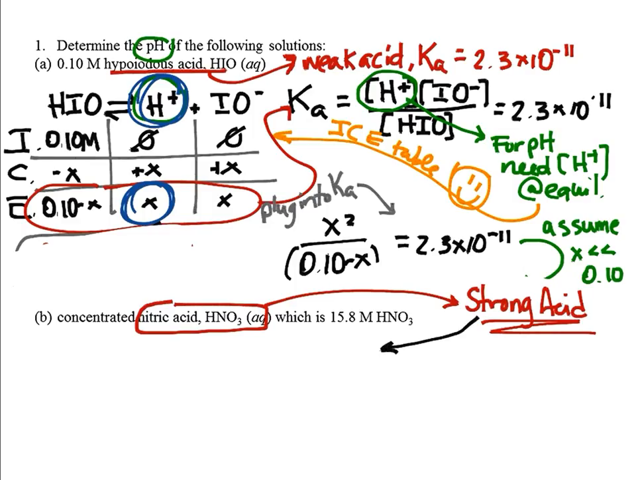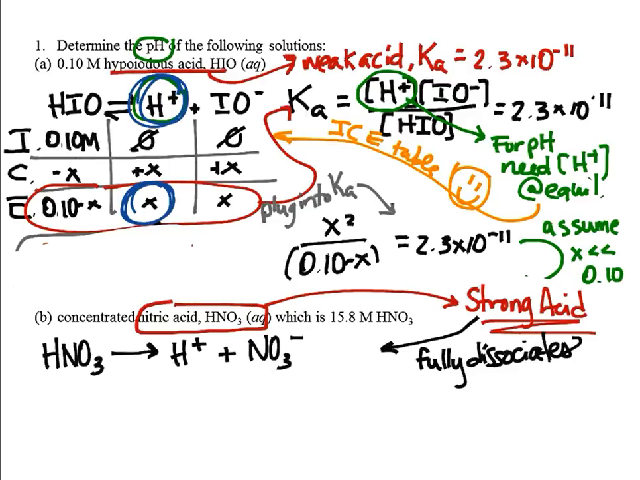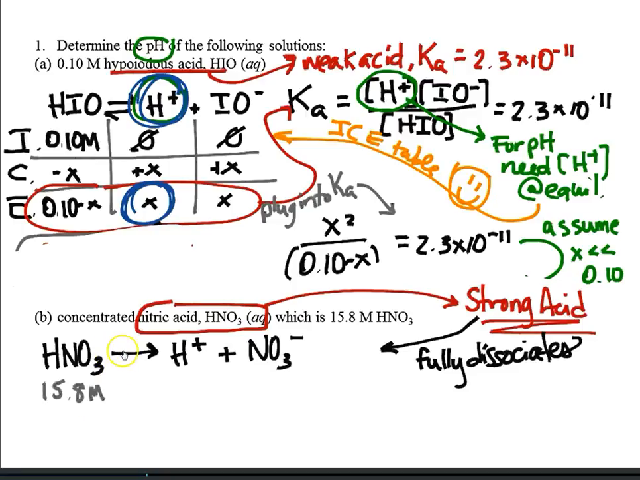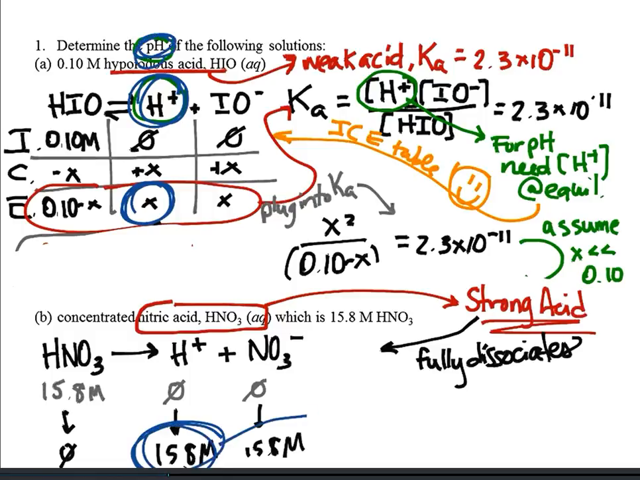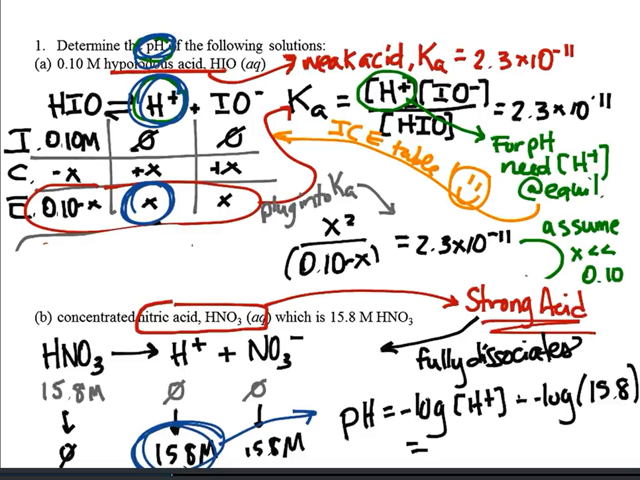So if it's a strong acid, that means it fully dissociates, and that means we write it with a single arrow here. That means that 15.8 molar nitric acid will go to 0, and that 0 molar products will each go to 15.8 molar. That means we can plug 15.8 into pH equals negative log of the hydrogen ion concentration to solve for the pH. pH equals negative log of 15.8, which gives me negative 1.198657. I'm going to round that to 3 digits after the decimal, because 15.8 has 3 sig figs.